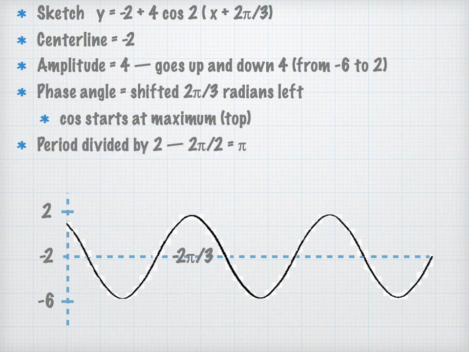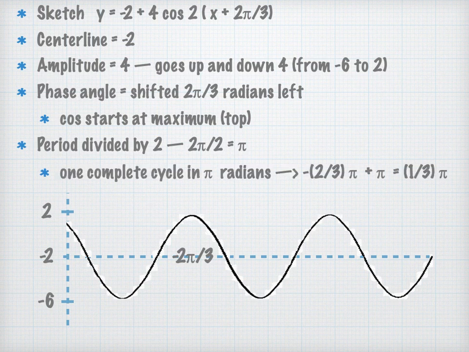Now the period is divided by 2. See the 2 in front of the x. So we're going to divide the period by 2. It's going twice as fast, so it's only going to take half as long. But we're in radians. One complete cycle in radians is 2 pi. 2 pi radians per complete circle. Divide it by 2 and you get pi. So you just got 1 pi. It might be apple pie or pecan pie. It's just 1 pi. So one complete cycle in pi radians.